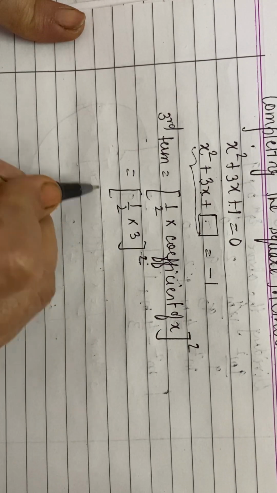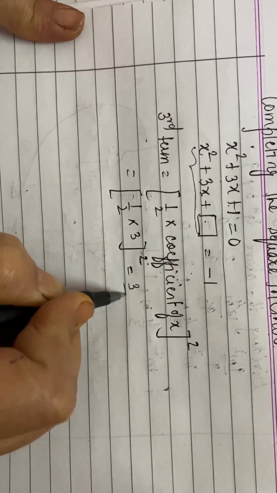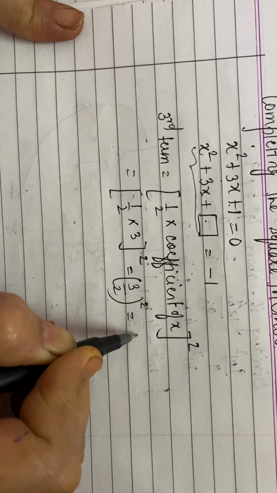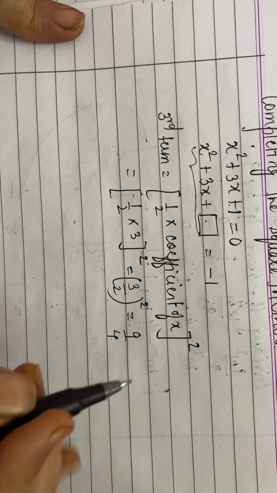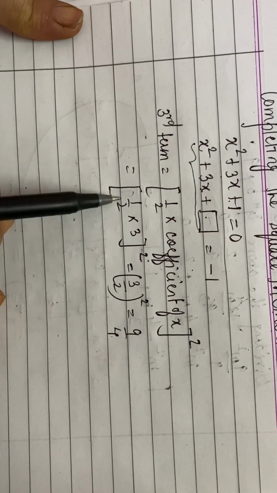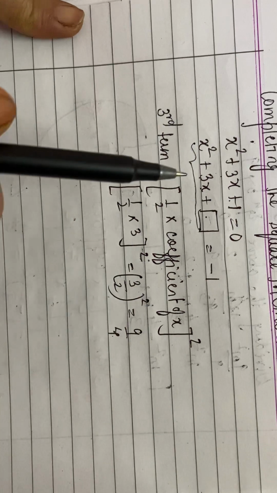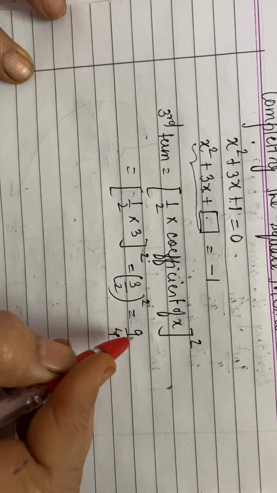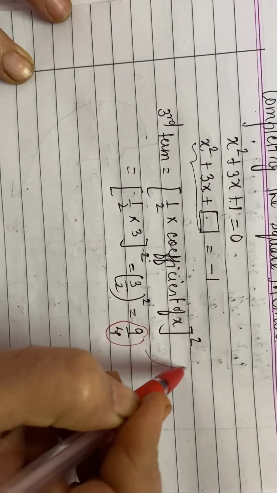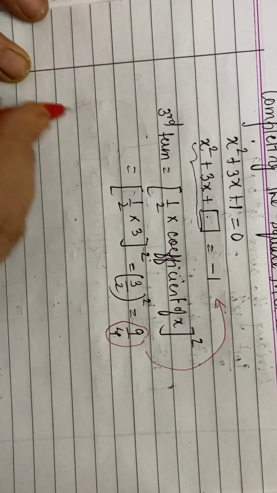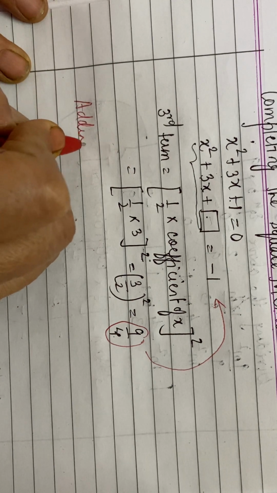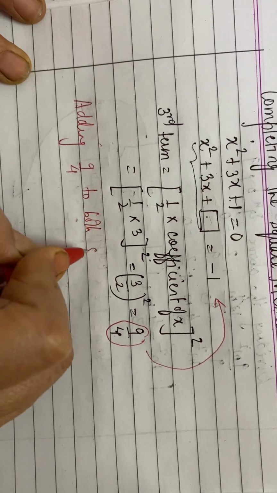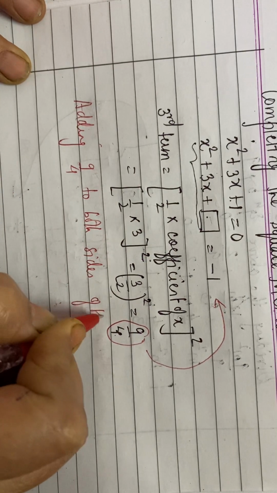So that will give you 3 upon 2 whole square, which is nothing but 9 upon 4. What is 3 upon 2 whole square? It will be 9 upon 4. Now what to do with this 9 upon 4? We will add this 9 upon 4 to this equation. So what do we write? Adding 9 upon 4 to both sides of the above equation.